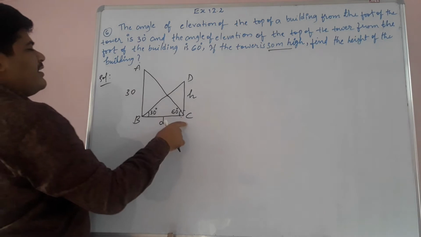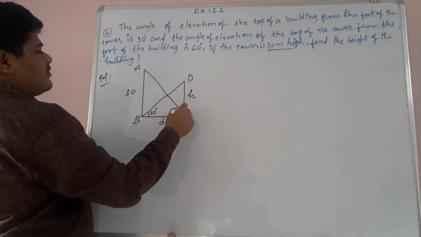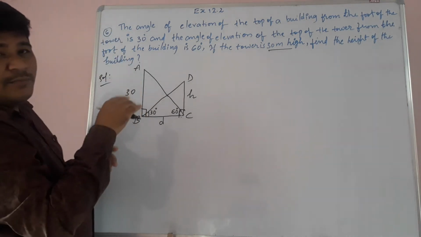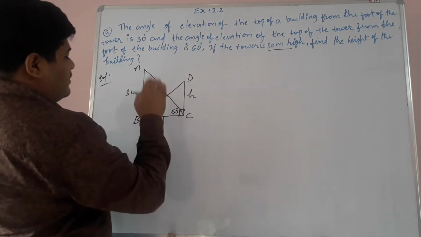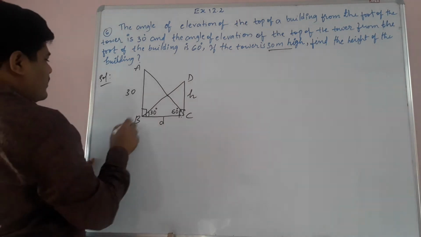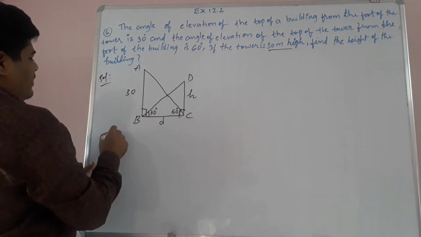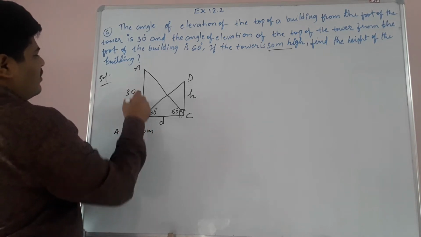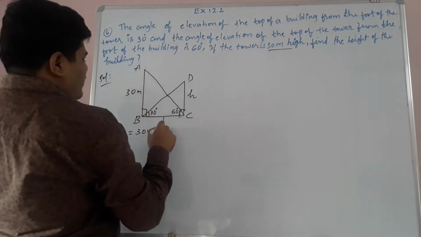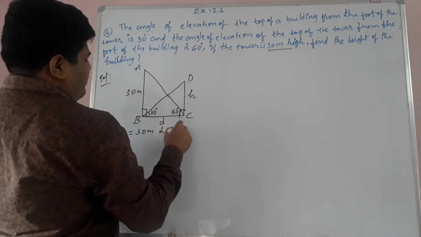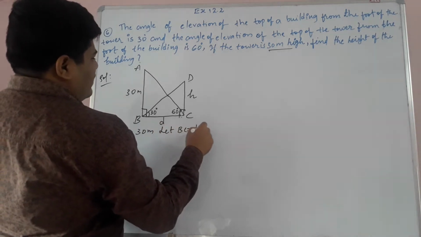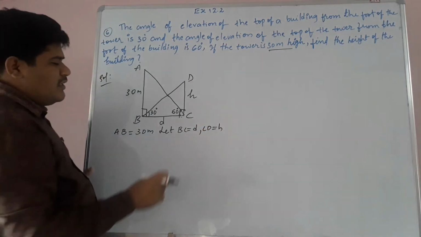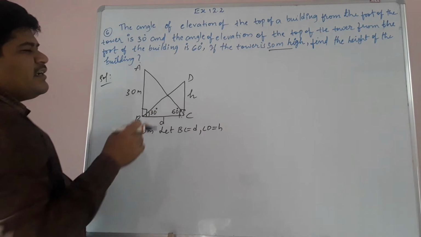Now we need to find the value of H by using two triangles, ABC and BCD. Here this angle is 90 degrees and this angle is 90 degrees, because height means it stands at 90 degrees. Now children, write AB is equal to 30 meters. Let BC is equal to D and CD is equal to H. CD is nothing but the height of the building, and D is the distance between the tower and the building.